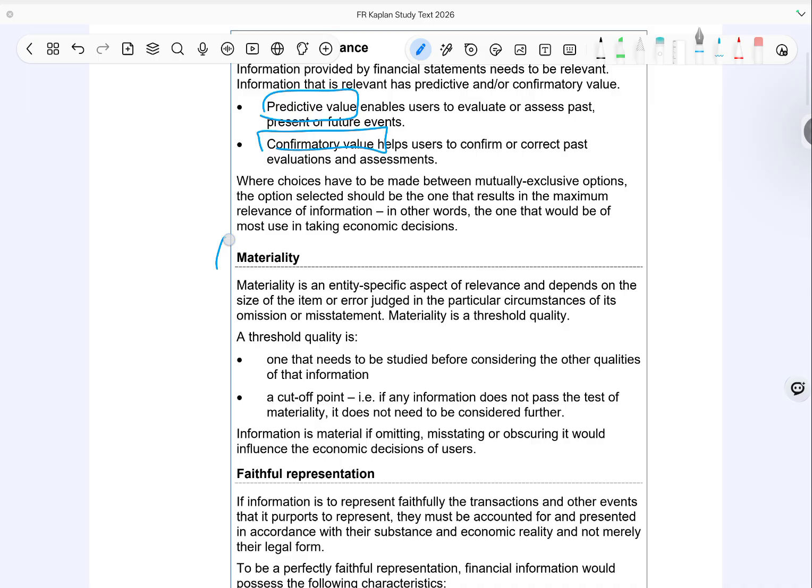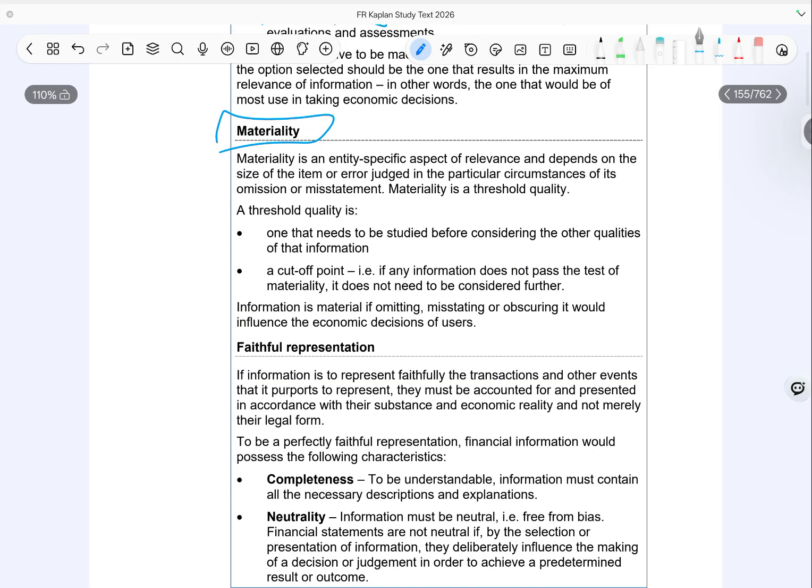Now, again, we'll talk about materiality. Materiality depends on both the size of the item and the circumstances. For example, losing rupees 100 may not matter to a large company, but losing rupees 100 crore certainly does. So, materiality isn't based on one fixed amount. It depends on whether information could influence users' decisions.